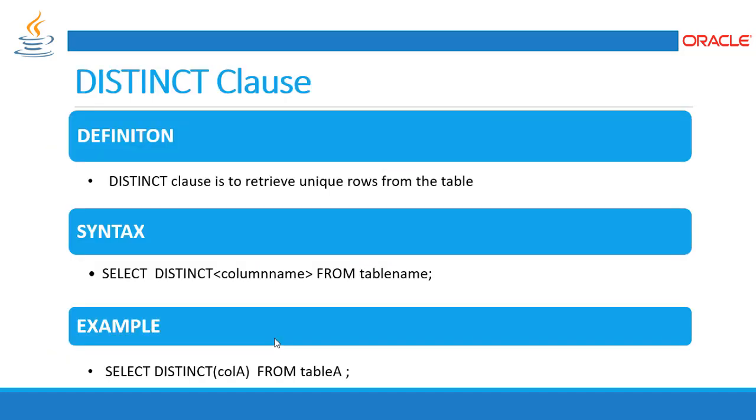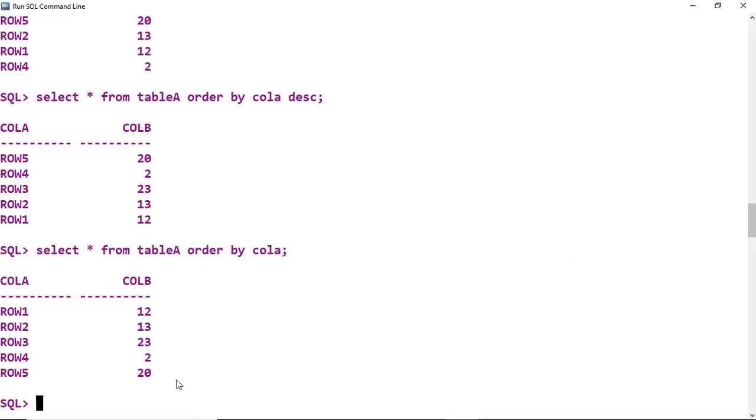Next we have the distinct clause. The distinct clause is used to retrieve unique rows from the table. This is the syntax: select distinct column name from table name. As an example, we can just give distinct and the column name from table A. For demonstration, you can take a look.